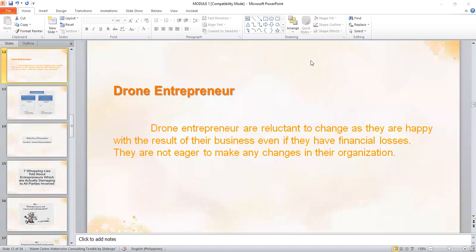Drone entrepreneurs are reluctant to change as they are happy with the result of their business, even if they have financial losses. They are not eager to make any changes in their organization.